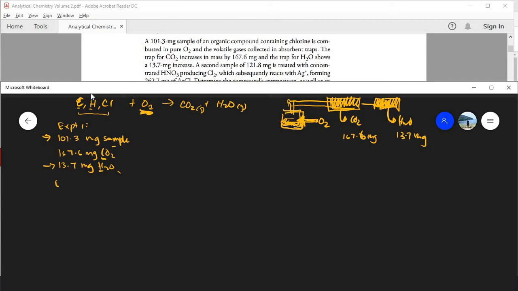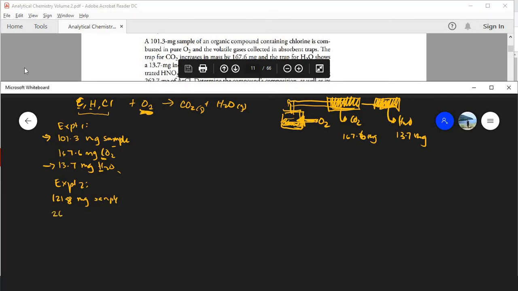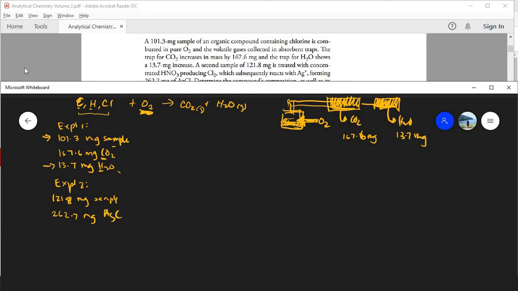Okay, so for experiment 2, to determine the chlorine, they made another experiment. They used 121.8 milligram of sample, and then they treated the sample with concentrated nitric acid. It produced chlorine, which they reacted with silver. As you know, if you react chlorine with silver, it forms silver chloride, which could precipitate. The silver chloride formed is 262.7 milligram. That means whatever amount of chlorine is present in this silver chloride, all of that chlorine comes from this sample. So we can also get from here the percent chlorine.